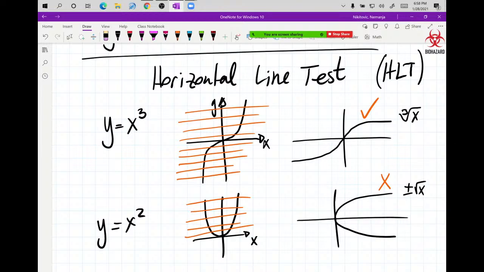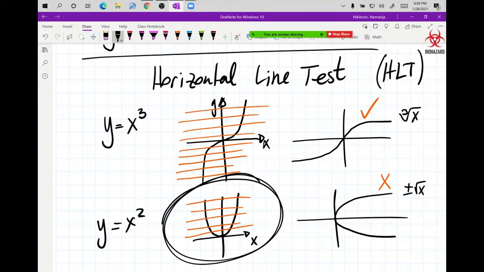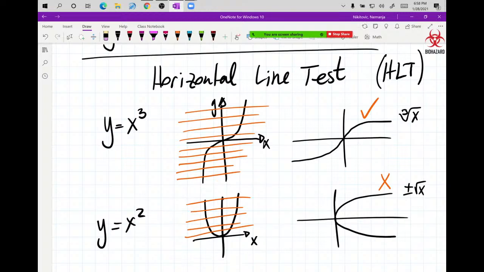Wait, for x squared, the first one I can see that yes, that does. But for the second one, when you draw the horizontal lines, doesn't it still touch the graph though? What do you mean? Are you talking about this picture here? Yeah, and the one next to it.